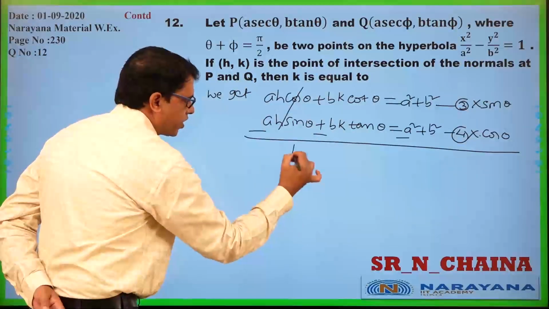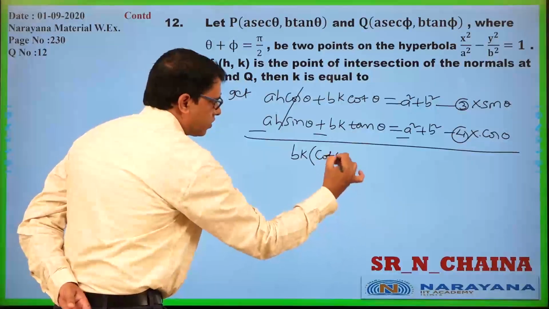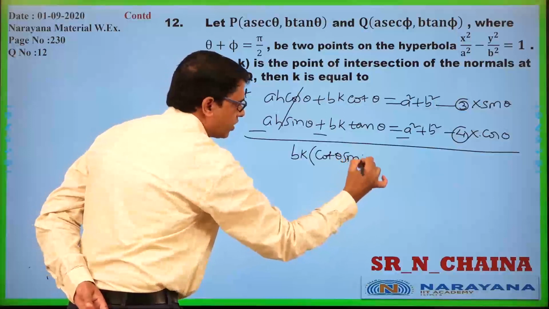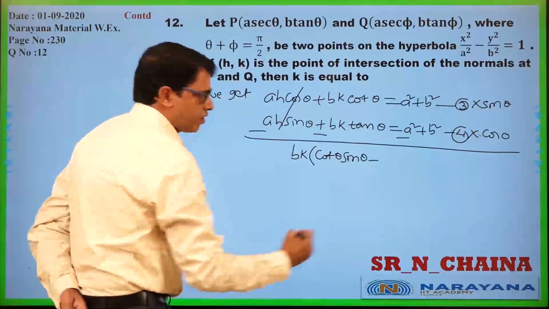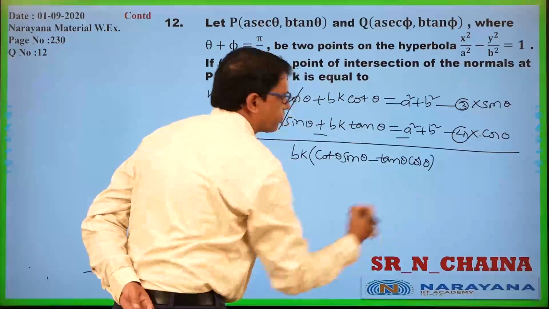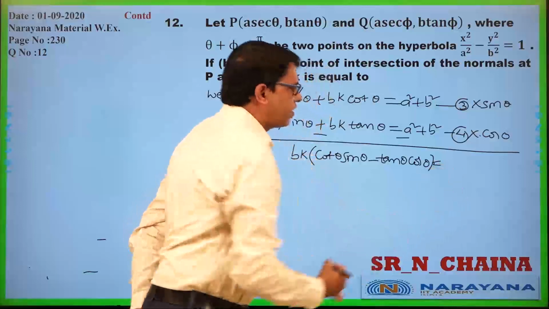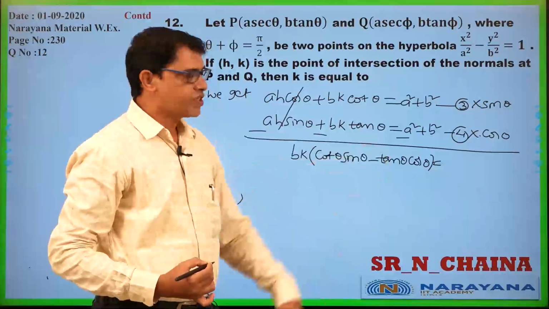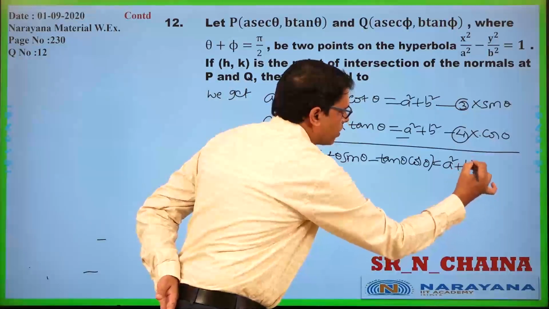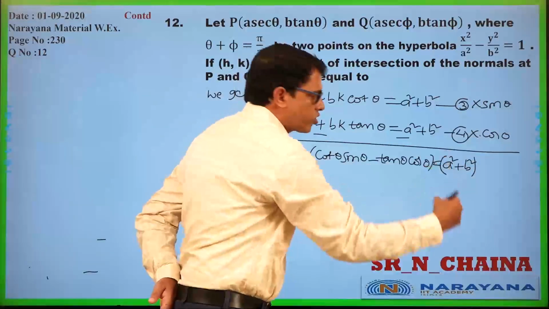So taking bk as common, what we get? cot theta, there we are multiplying by sin theta, cot theta into sin theta minus tan theta into cos theta. Now come to the RHS. In the right hand side, I can take a square plus b square common. So a square plus b square into sin theta minus cos theta.